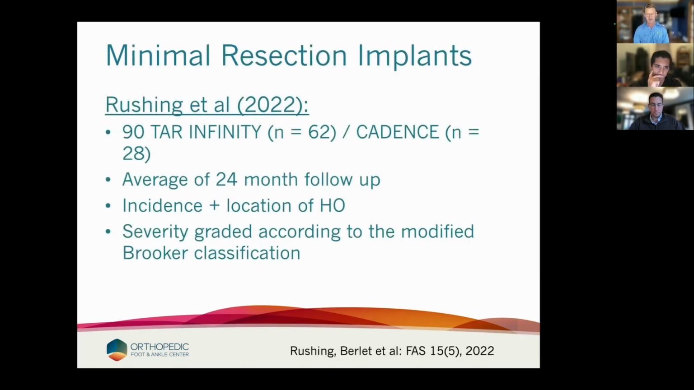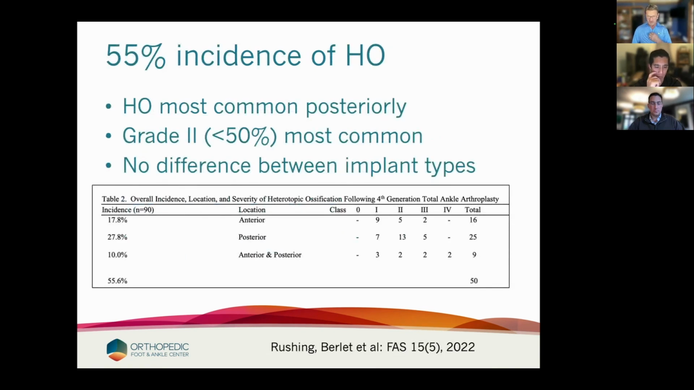We published in 2022 looking at 90 Infinity and Cadence, and what we were looking at was 2 years. We picked 2 years because HO is usually pretty mature at 2 years. We were interested in the location and the incidence of HO, and we used this Brooker classification. What we found was HO is most common posteriorly, grade 2. So remember, less than 50% top to bottom is the most common, and we found no difference in implant types.